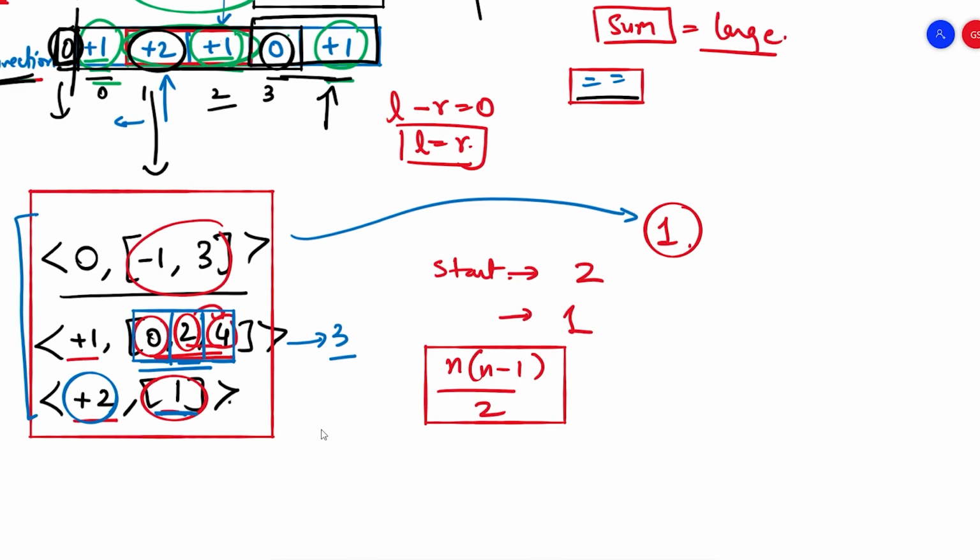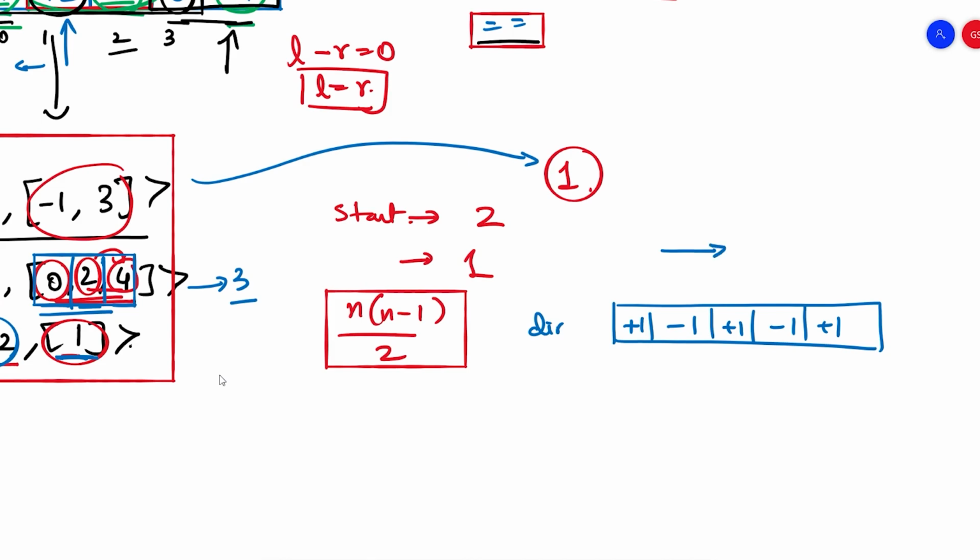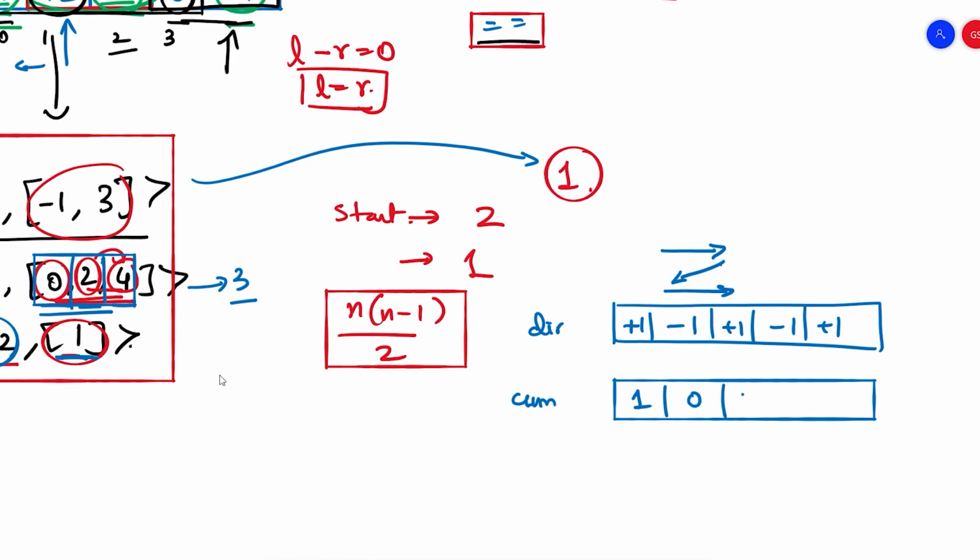Reason being that you might get especially unlucky. Let's say you have the directions of the robot as +1, -1, +1, -1, and +1. Okay, so all you're doing is alternating. You're either going to the right, and then the next movement you're going left, and again you're going right. So the cumulative sum array is going to be 1. You have 0, then you have 1, you have another 0, and you have 1.